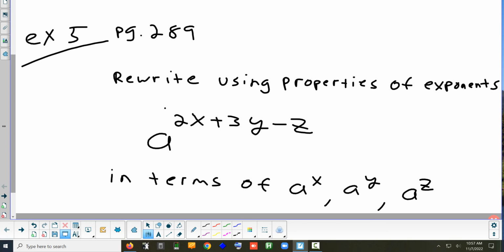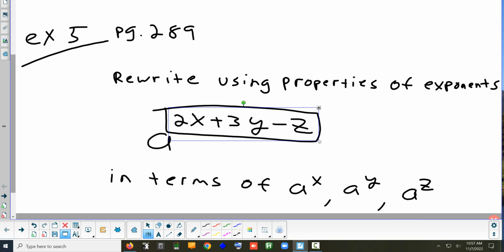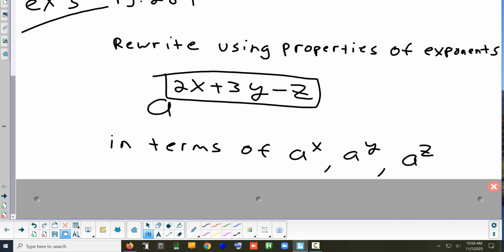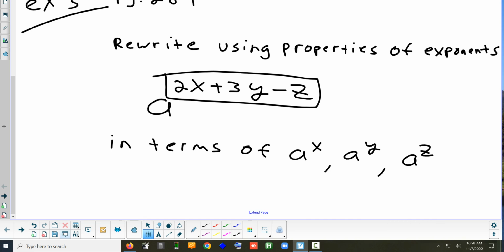So to do that, we've got to look at that exponent and look at the different operations that are happening and think, why would that have happened? What would have caused you to add two things together in an exponent? What would have caused you to subtract in an exponent? Okay, there's a rule for that. So let's start with the addition.